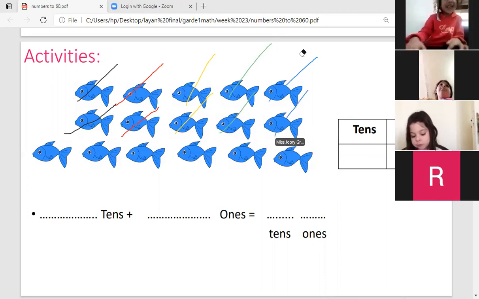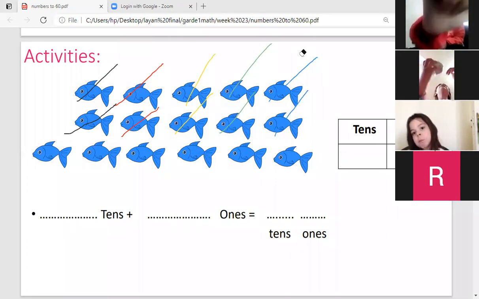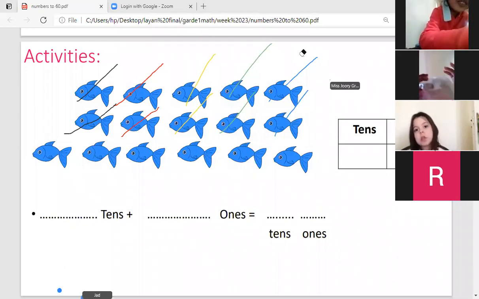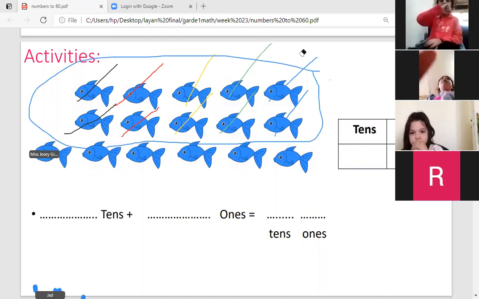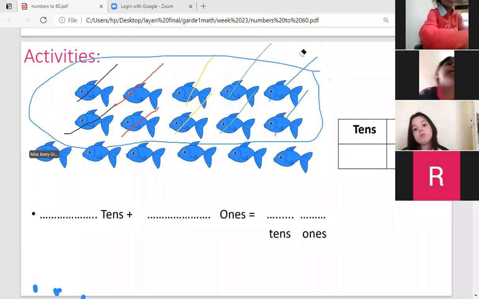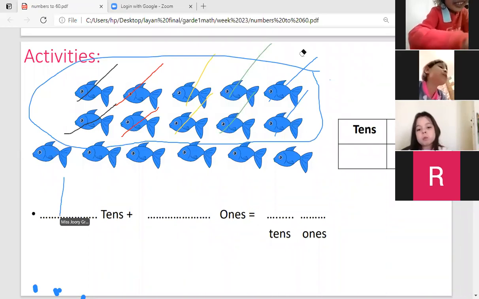Eight, nine, ten. Okay, let's circle them. Bravo. What do we call this group? Bravo, 1 ten. And how many? Ten. Bravo. And how many ones do we have? One. I will count them. Wait.